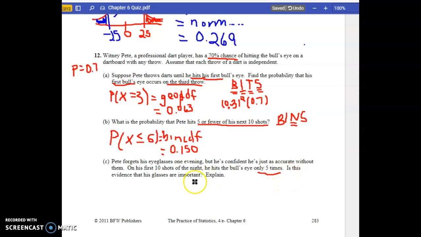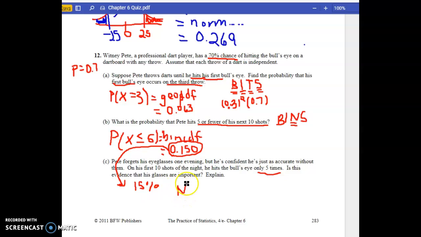We want to know, is that evidence that his glasses are important? I'm going to go based off of this part B answer. 15% of the time, and you need to write this in words. Again, I'm writing with my fingers, so I'm just going to say most of it. So without his glasses, or even with his glasses, the probability that he hits 5 or fewer of his next 10 shots is 15%. That's pretty likely. If you remember some of my previous videos, unlikely is really 5% or less, or really unlikely is usually 2.5% or less. So 15% isn't that unusual.